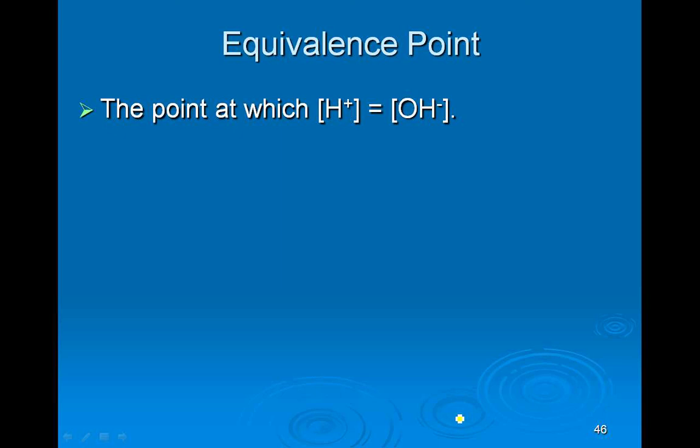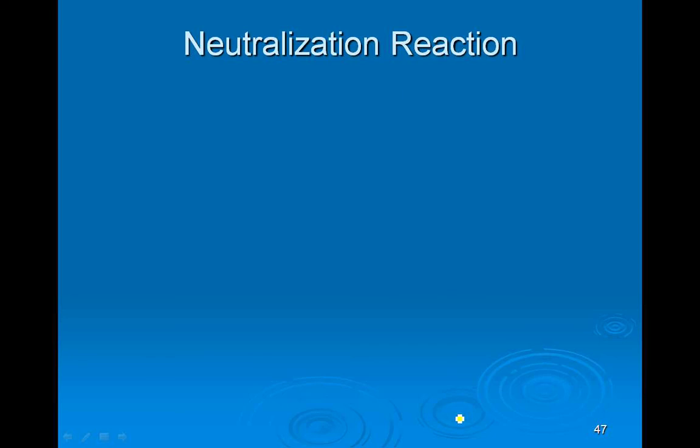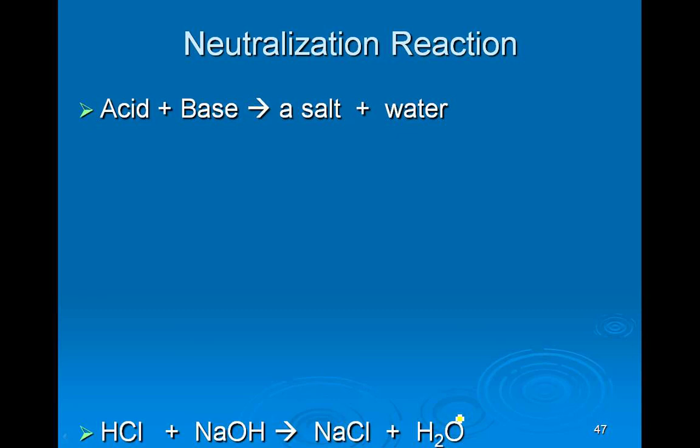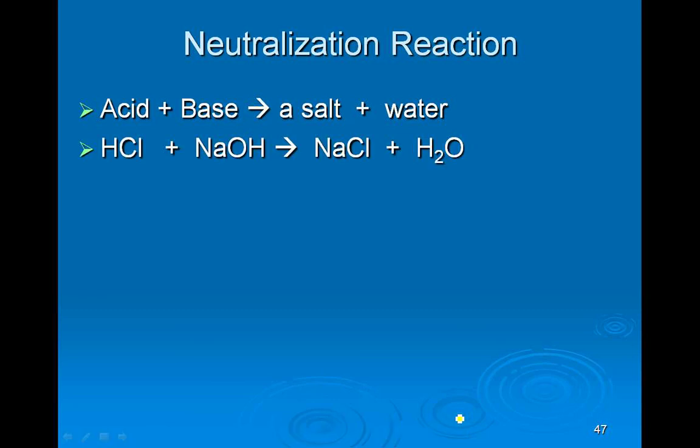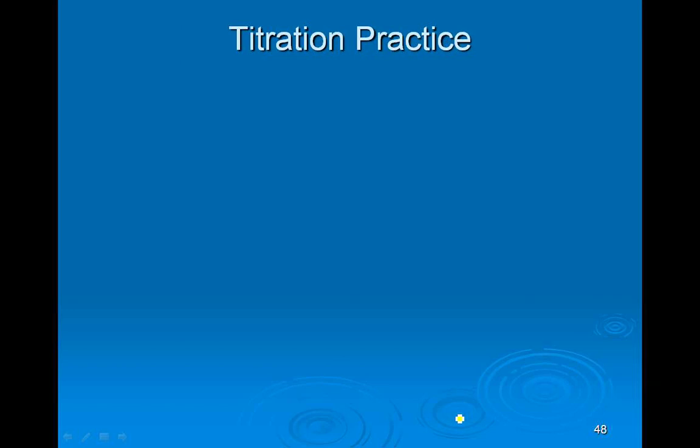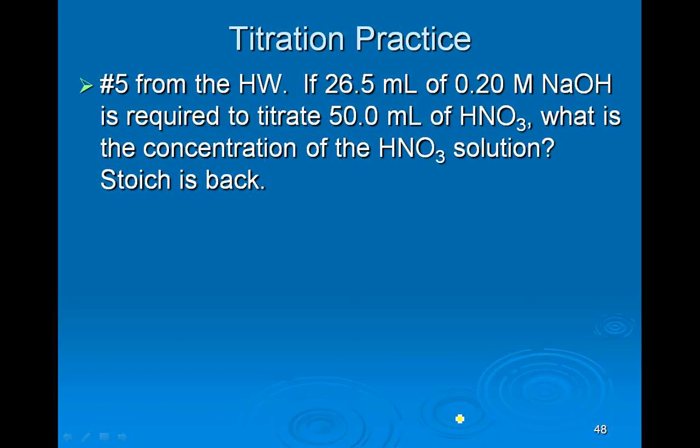Equivalence point is the point at which the acid parts equal the base parts. Sometimes that's a pH of 7, and sometimes it's not. It depends on the strength of the acid or the base. A neutralization reaction, an acid plus a base is a salt plus water. And here we have hydrochloric acid plus sodium hydroxide yields table salt plus H2O. Note that salt is not always a table salt. It's a cation and an anion hooked up.